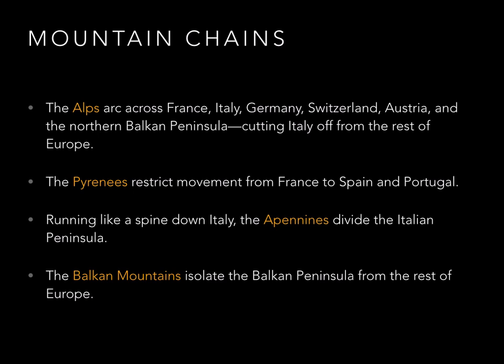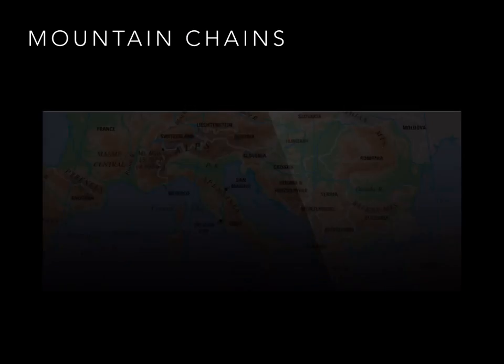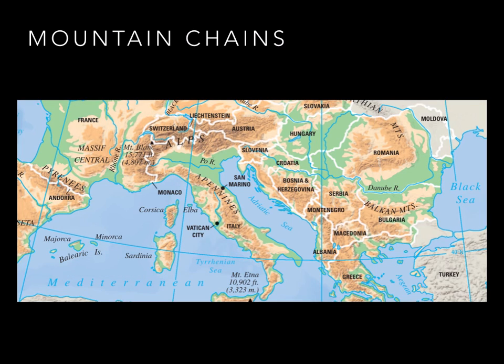Then running like a spine down Italy are the Apennines, and they divide the Italian peninsula. Finally are the Balkan Mountains, and the Balkans isolate the Balkan Peninsula from the rest of Europe. See if you can identify on this map the Pyrenees, the Alps, the Apennines, and the Balkan Mountains.